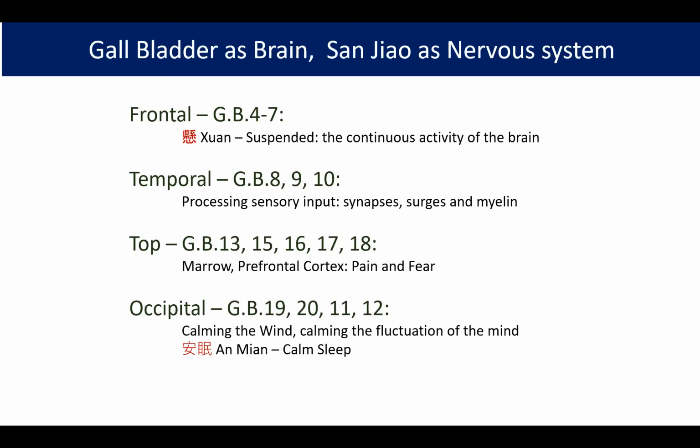These are the prefrontal cortex. They're above the prefrontal cortex of the brain. So they have to do with pain and fear. And then you have occipital points. Gallbladder 19, which has the character for brain in it, the door of the brain. Gallbladder 20, the wind point. 11 and 12, the names are not so meaningful. But this is all about calming the wind, calming the fluctuations of the mind.